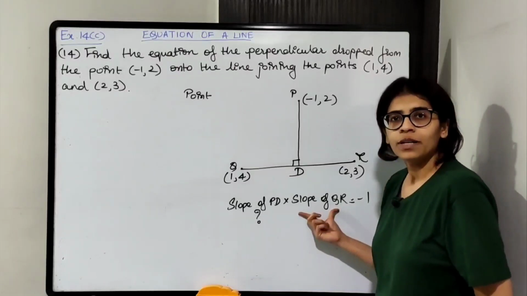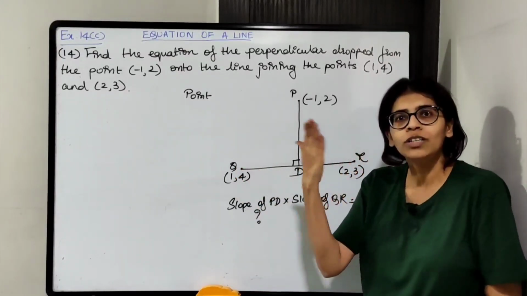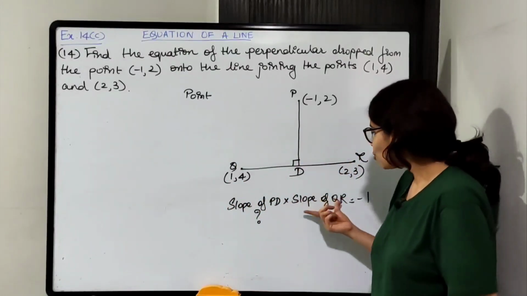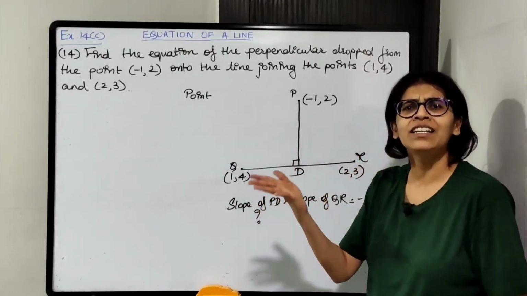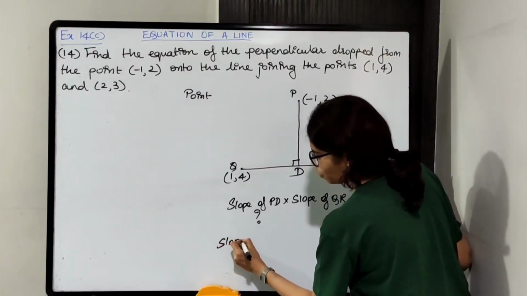What is the slope of QR? Q and R, we know the coordinates of Q and R. So slope of QR is easy. You can easily find out slope of QR. What will be the slope of QR?